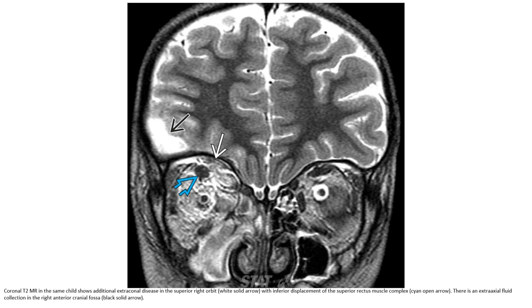T2 MRI in the same patient shows additional extraconal disease in the superior right orbit with inferior displacement of the superior rectus muscle. There is also a complex extra-axial fluid collection in the right anterior cranial fossa.